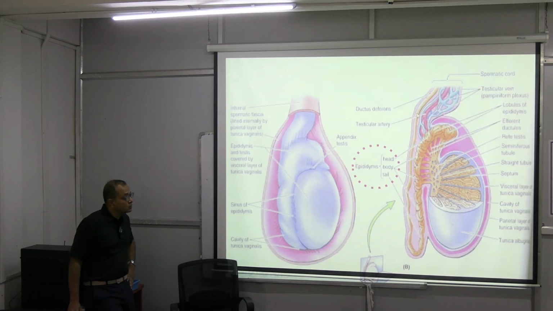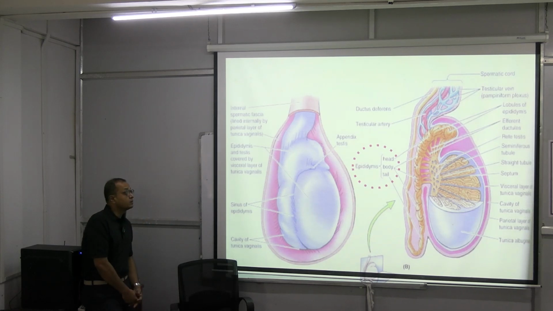Then they join together and again form a supercoiled region, and this coiled part we call the epididymis, which is present on the posterior side of the testis, taking a piggyback ride like a backpack. It has a head, a body, and going down, a tail. From the tail it forms a single tube and goes out as the vas deferens, which enters the contents of the spermatic cord, along with the vessels, nerves and lymphatics.